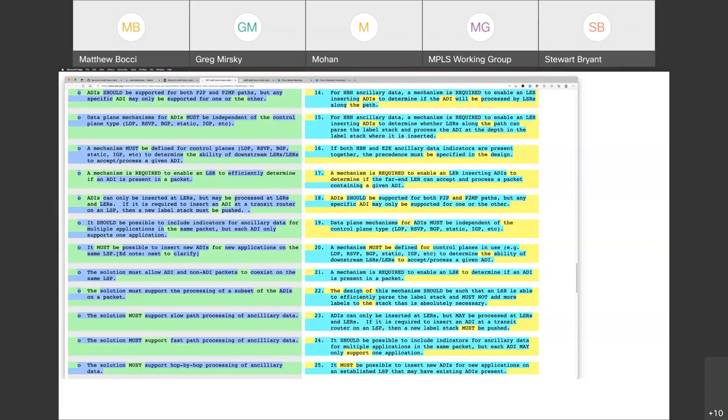So, Matthew, are we getting down to saying that for hop by hop, the egress LER may only dispose of the ADI, but for end-to-end? No, I don't think so. Hop by hop may well need to be processed by the end node. So there's a catch-all, I think, for end nodes, irrespective of hop by hop or end-to-end. That's what I heard.